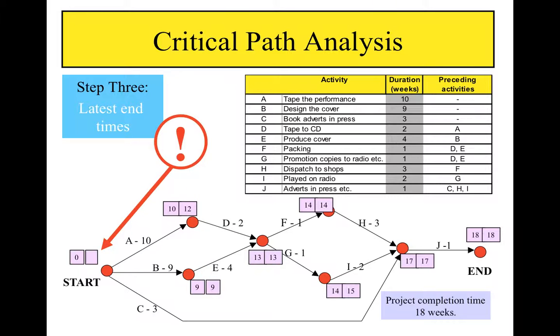And once again we are faced with a choice. From A, 12 minus 10 is 2. From B, 9 minus 9 is 0. And from C, 17 minus 3 is 14. Once again we pick the smallest of these, which is 0. In fact, if the procedure is done correctly, we should always come back to 0 at the start of the project.